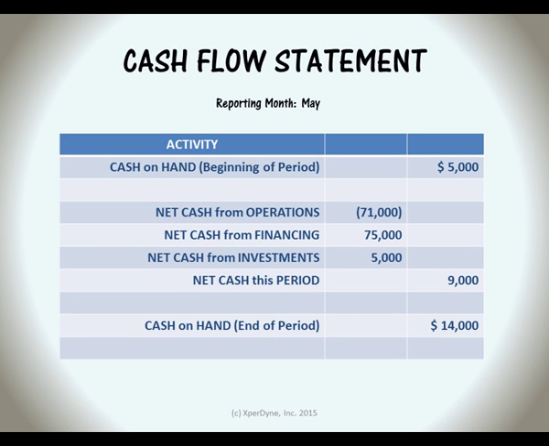Data from the worksheet next creates the cash statement with the same reporting period as the income statement. It includes a beginning cash balance of $5,000 for the 1st of May, and adding $9,000 from the worksheet yields a $14,000 cash balance for the end of May.